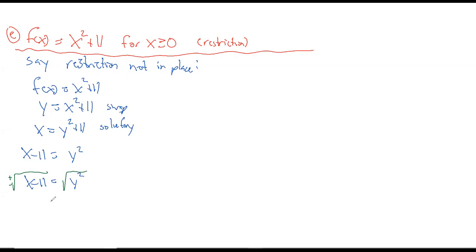And it is this right here that causes the issue. So now what this says is we have plus or minus the square root of x minus 11 is equal to y. This plus or minus is an issue. It's not a problem as in a math problem. It's a complication. It's an issue.